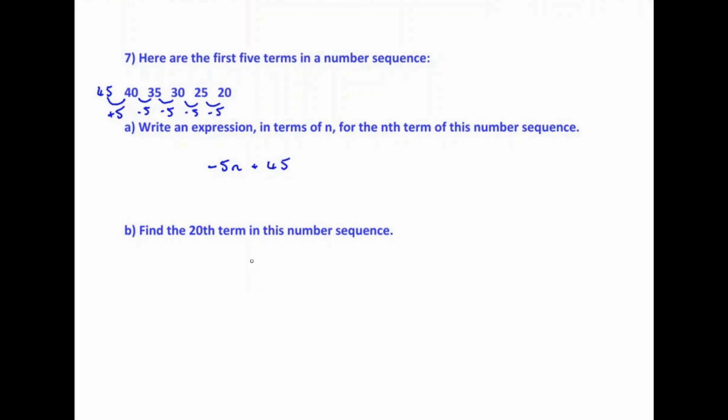Part B, find the 20th term in this number sequence. That's when n is going to be 20. So we have negative 5, brackets 20, plus 45. That's going to equal negative 100 plus 45, and that's going to equal negative 55.